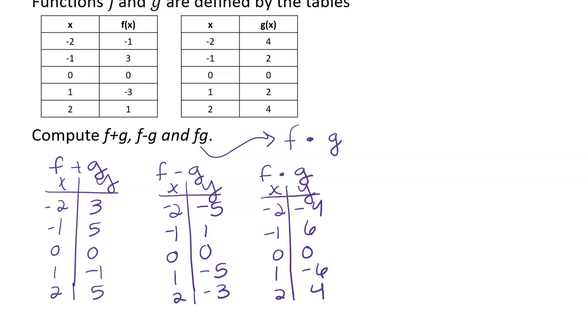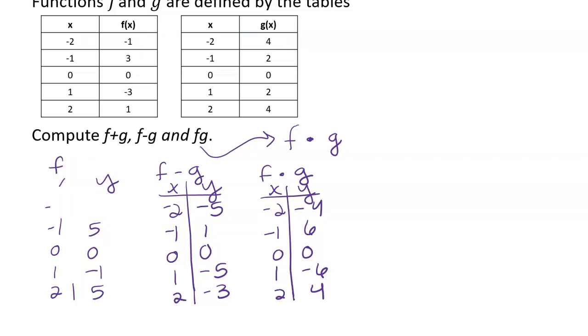So I'll just talk you through a little bit of it here. So when I found f plus g, I took my output of f and I added it to my output of g, and that was my new output. Notice that my x value stayed the same, -2, -2, -2. And then you just continue for each of those x values and each of those outputs.